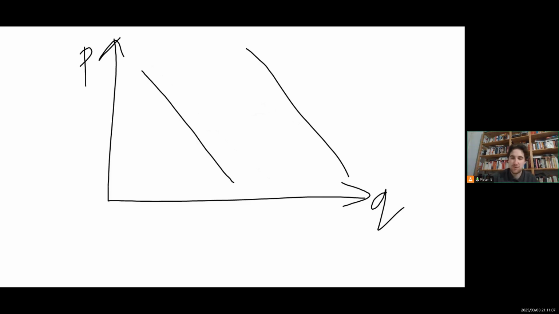Those are the two classic reasons. There are other reasons why it might shift. But if it's just that the price of the good is changing and nothing else has, then we're going to be moving along the demand curve. So that's a quick recap.